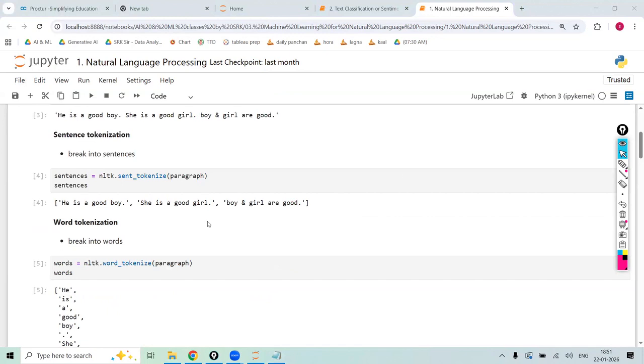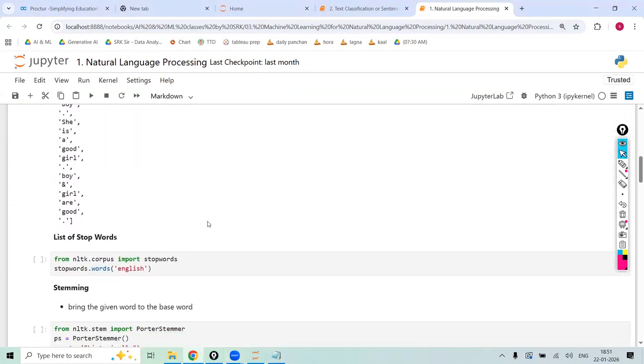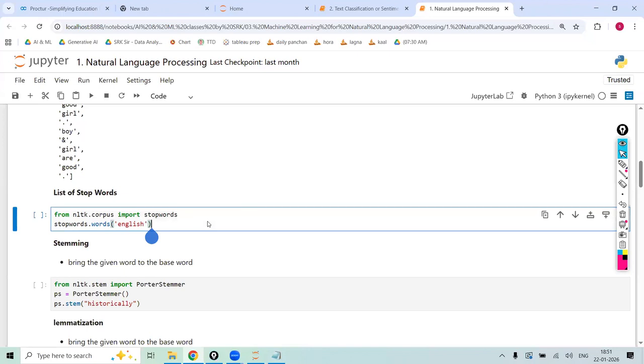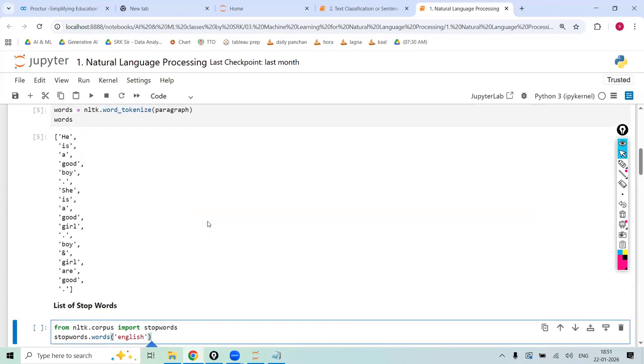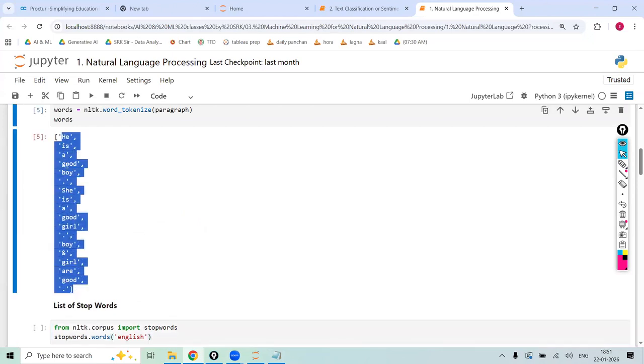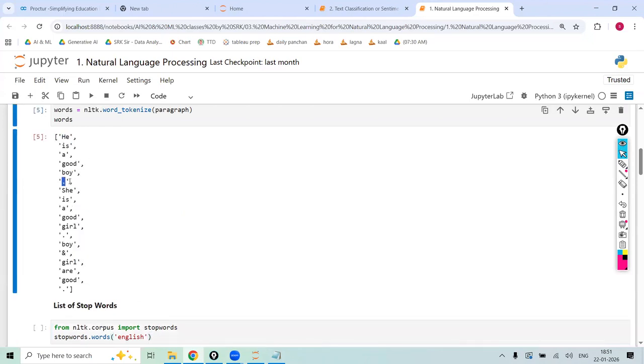Okay. Now, here, these are the stop words. What is word tokenization? Now, in the word tokenization, if you observe here, we have different words available. In those words, the dot is also available as one of the words. But we know dot is not a word. It is not used to classify.